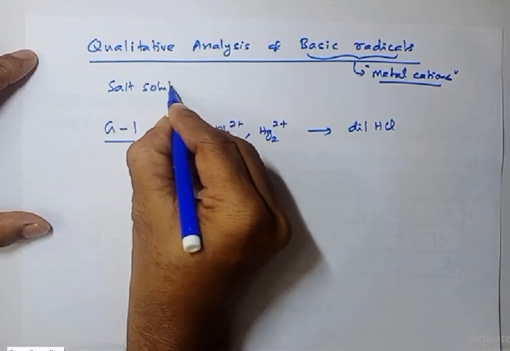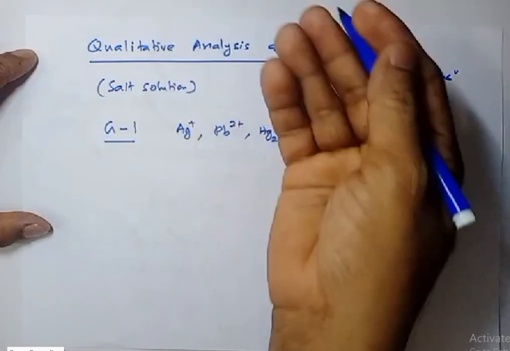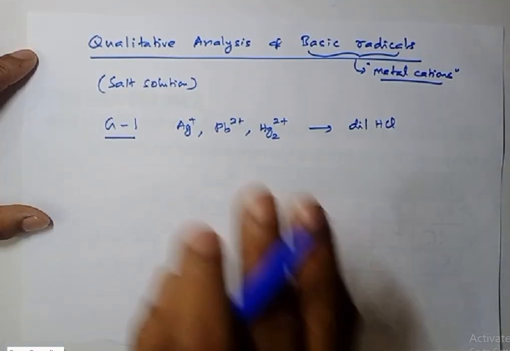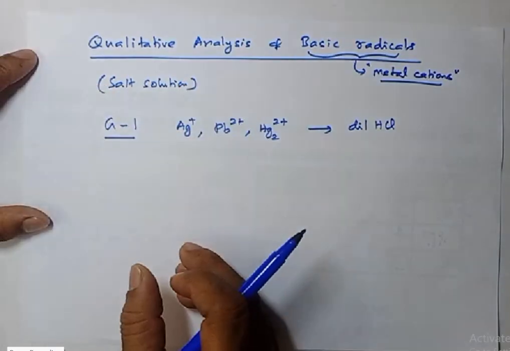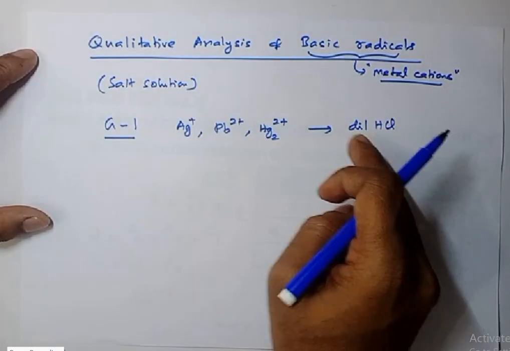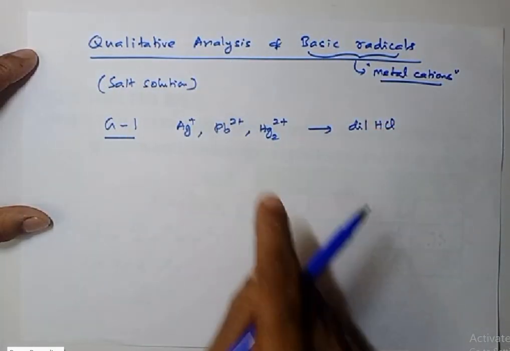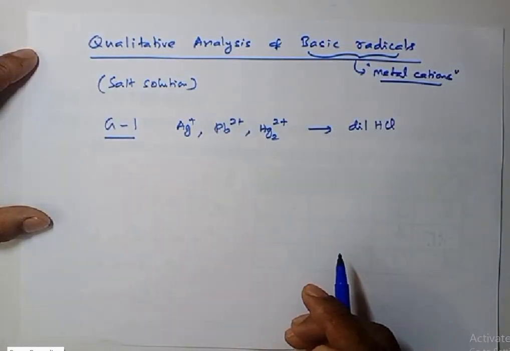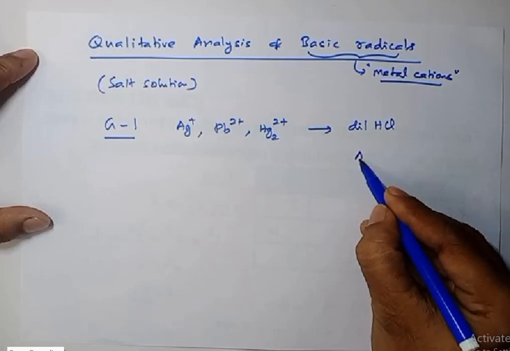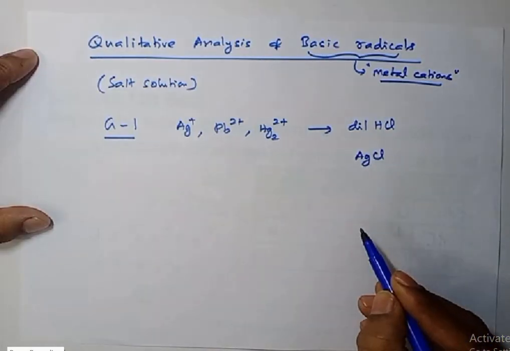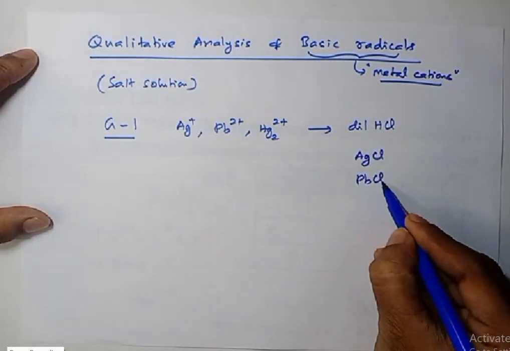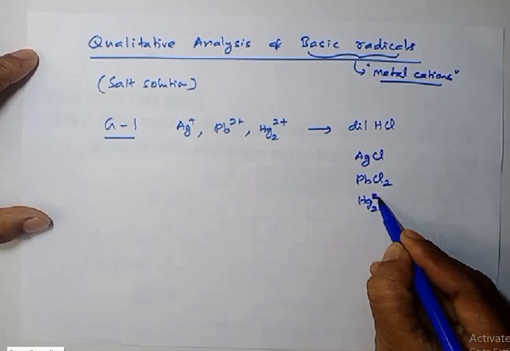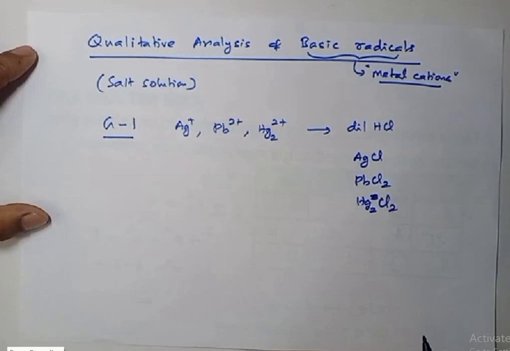Salt solution. If it is not dissolved in water, you have to dissolve it in dilute HCl. It depends upon the salt. Suppose I have a salt solution. If I add dilute HCl to that salt solution, then these ions get precipitated as their chlorides. Silver gets precipitated as silver chloride, lead as lead chloride, and the mercurous ion as Hg2Cl2, mercurous chloride.